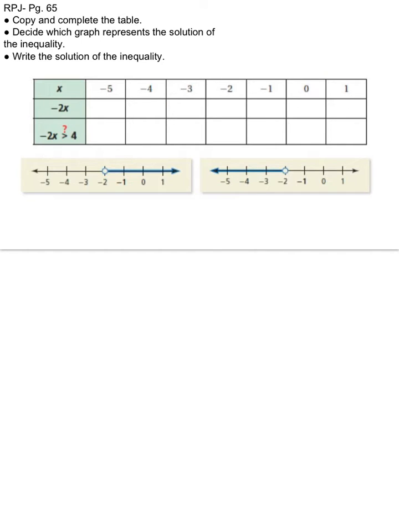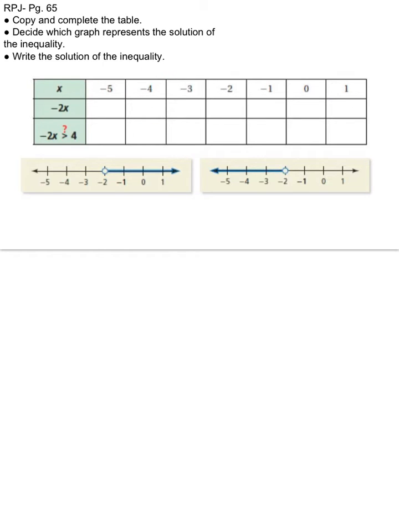Okay, I want to look at page 66 in your RPJ. This should be on page 66, I believe. And we're looking at, to fill in this table, it's B, where it says negative 2x, and we are going to fill in these values up here for x and then solve.